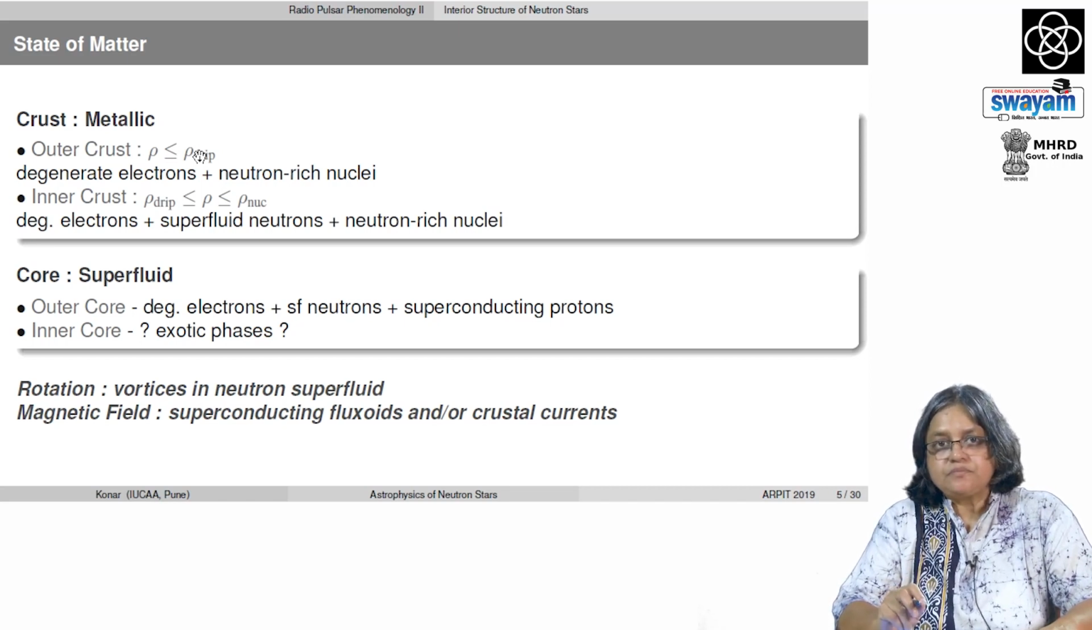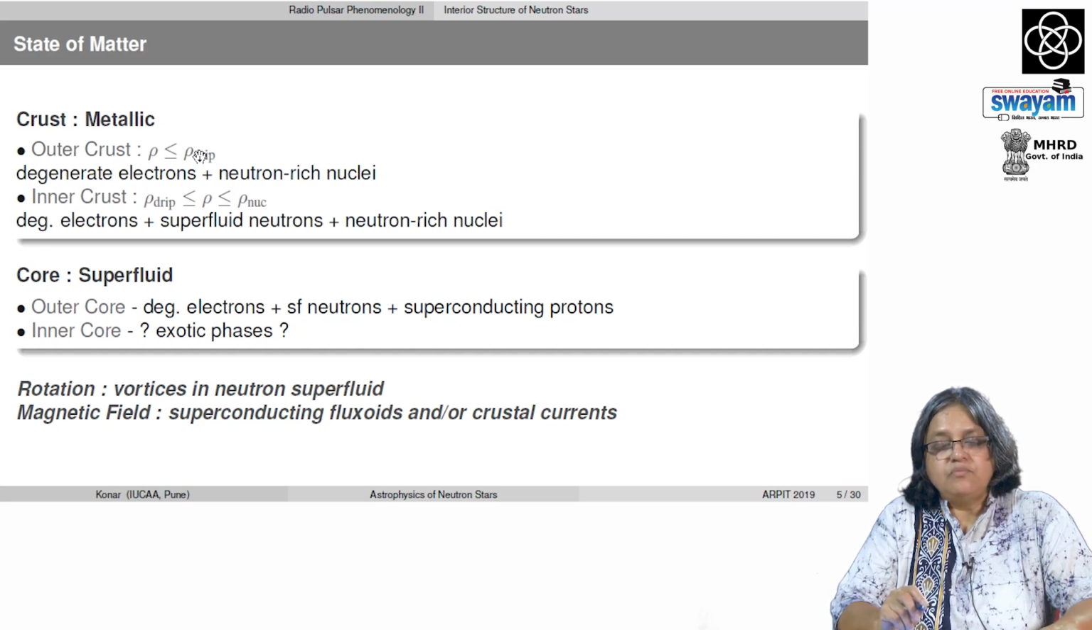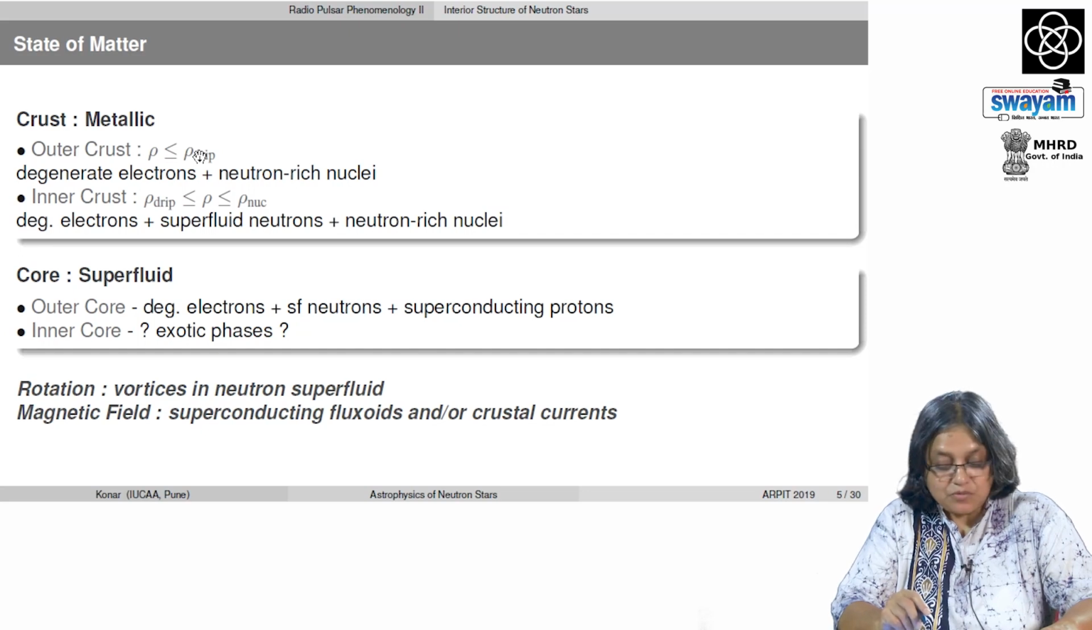A word about the drip density. Traditionally, the drip density is estimated to be about 4 into 10 to the power 11 grams per cc. Now, this is calculated for cold beta stable material, but a neutron star may not always be very cold beta stable. In particular, for accreting systems, the temperature of the crust goes quite high and also the composition changes there. The material is no longer beta equilibrated, and in such systems recent work has shown, in particular work by Chamel et al., that the drip density could become much higher. Nevertheless, it is of the same order of magnitude and we would not discuss much about that here.